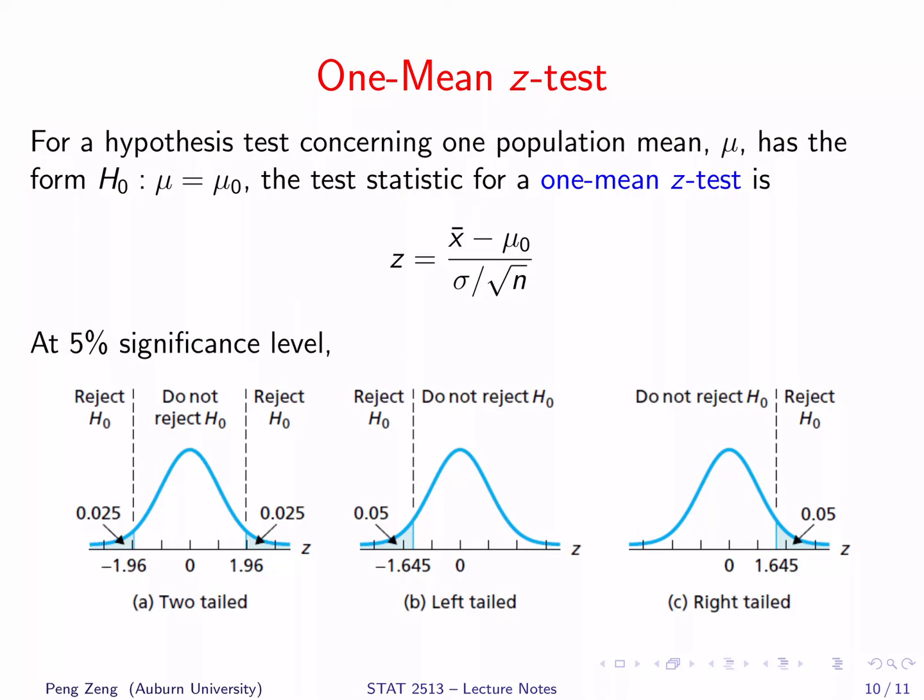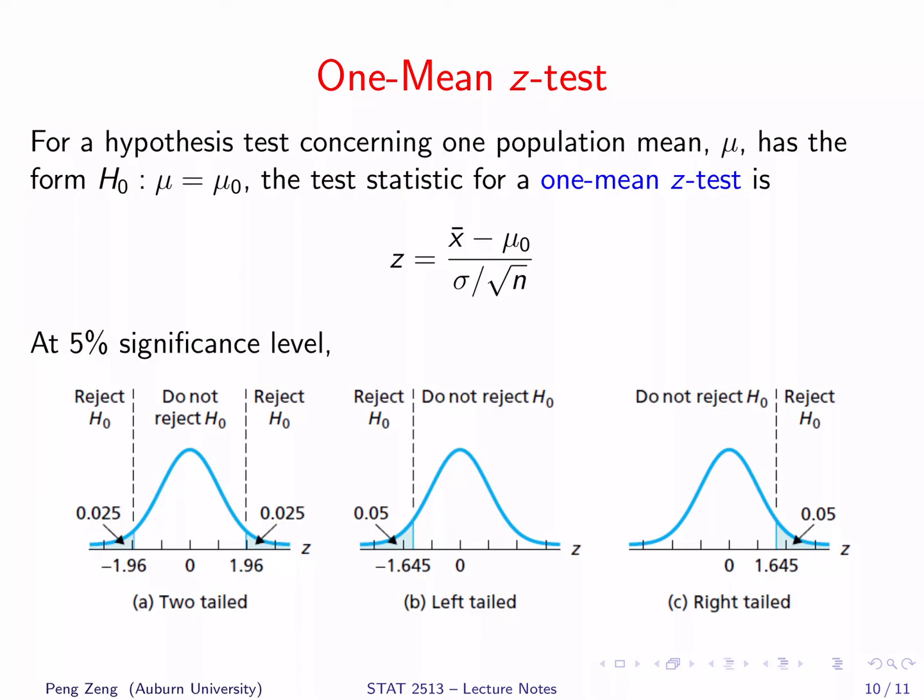For the left-tailed alternative hypothesis, we have already calculated that the critical value is negative 1.645. For the right-tailed alternative hypothesis, if we want to test alternative mu greater than 275, the critical value will be 1.645. We can see that the probability to the right of 1.645 is 0.05.